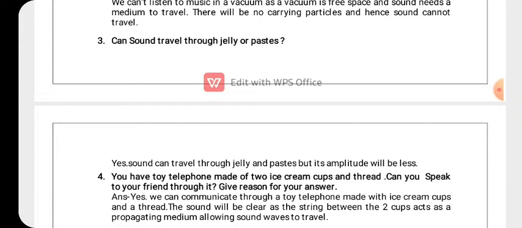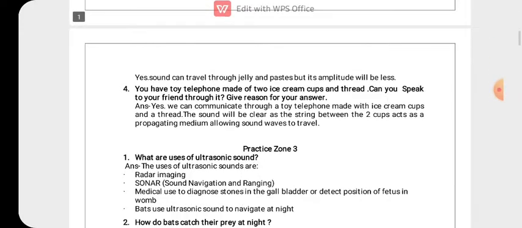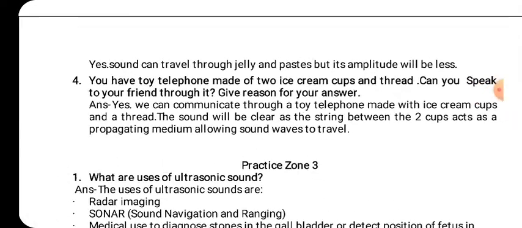Yes, it can travel, but its amplitude will be less, that is, it will not be louder, because the sound that is produced is passing through a semi solid substance which is not totally liquid भी नहीं है, totally solid भी नहीं है. Next is, you have a toy phone made up of ice cream cups and thread.